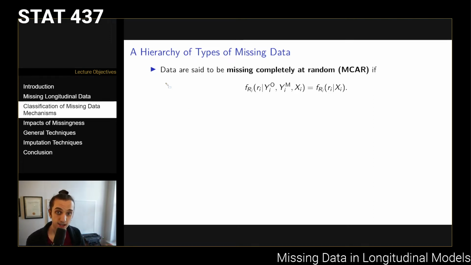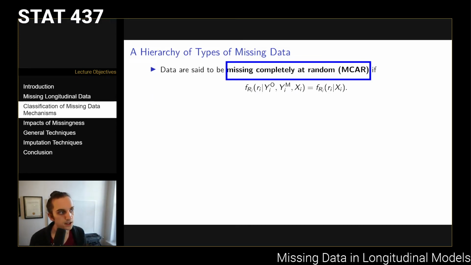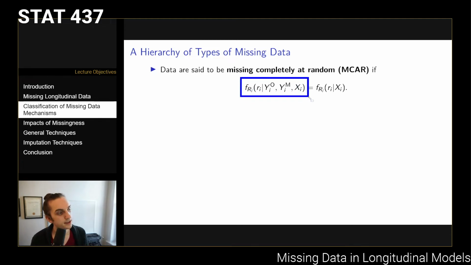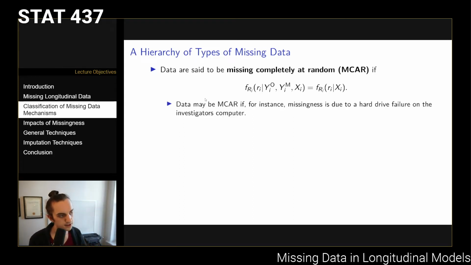So the best case for us is when we can say that the data are missing completely at random, and we abbreviate that as MCAR. So MCAR data, we define them based on the probability of those missing indicators. And if we can say that given the observed, the missing, and any additional covariates, the distribution only depends on those additional covariates, so it doesn't depend on the outcome at all, then we say that the data are missing completely at random. And the reason it's completely at random is because it doesn't have anything to do with the outcome. It's completely random as far as the outcome is concerned.